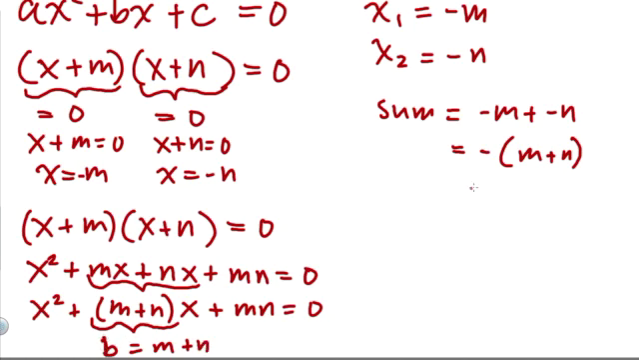And we can notice, going back here, that the sum of the two solutions is equal to the negative of m plus n. If b is equal to m plus n, therefore we can say that the sum is equal to negative b. That's why in that kind of question, when we are asked to find the sum of two solutions, we can simply take the negative of the numerical coefficient of the middle term, which is equal to negative b.